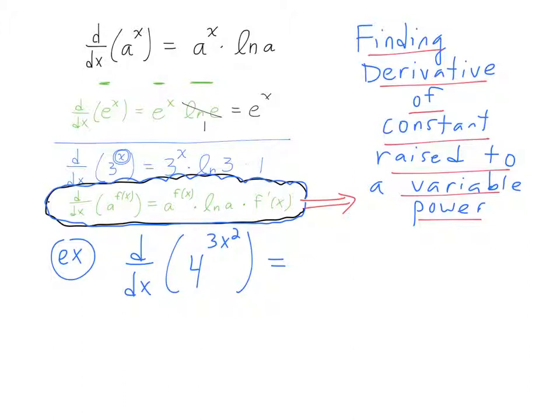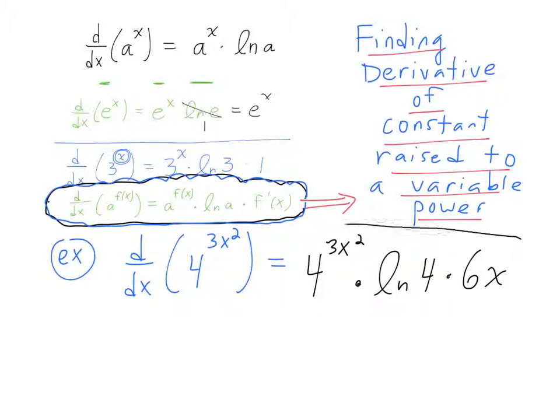It's the base. So we are going to get the same thing back, so 4 raised to the 3x squared. It's always going to be times the natural log of the base, and then you're going to chain along the derivative of your power, which in this case would be 6x. There's nothing we can do to simplify this, so this would be our final answer. The only thing you could possibly do is rearrange the order of these terms, but that's it.